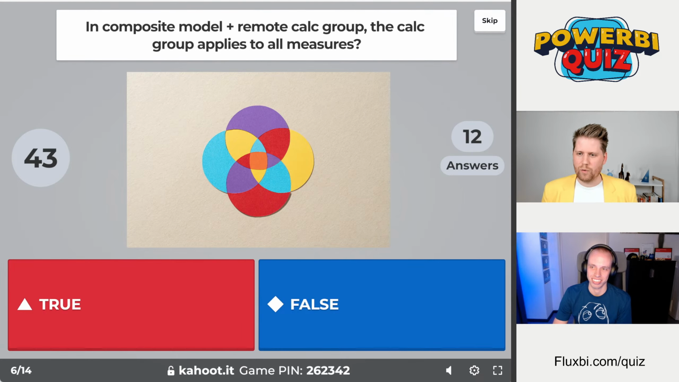And with that said, we'll go to question number 6. Very curious. In composite models and remote calculation groups, the calc group applies to all measures. True or false?